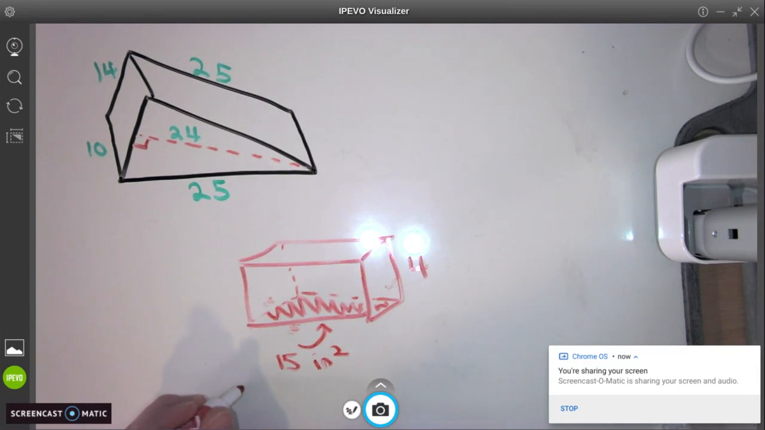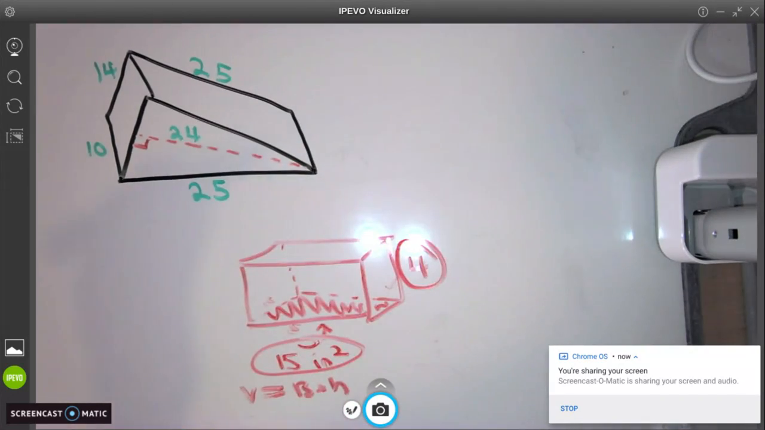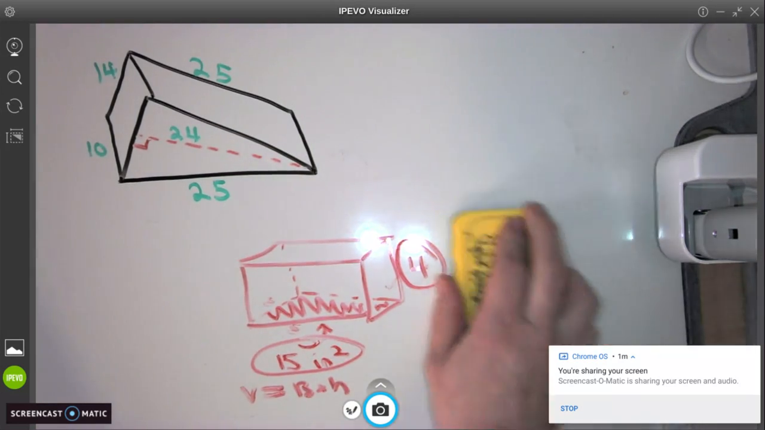If you remember, volume equals length times width times height, or base times height, BH. So you take the base, which is 15, and multiply it by the height, which is 4. That's why the answer is C, right? So number 1 is C, which is 15 times 4.